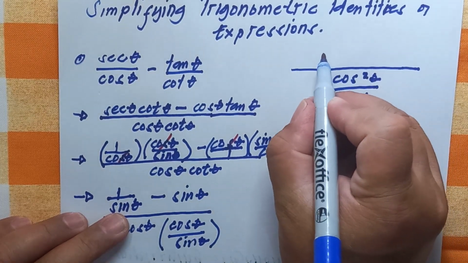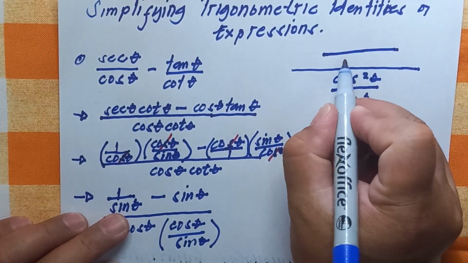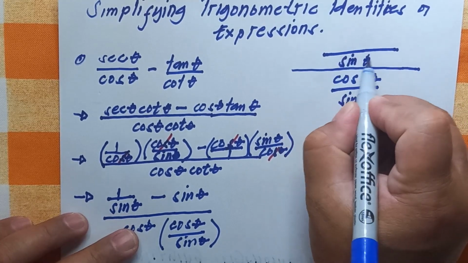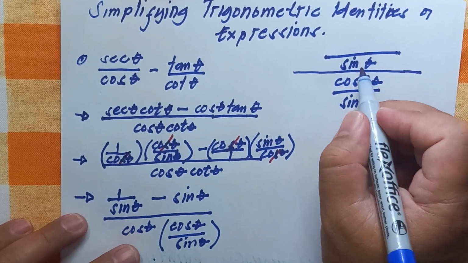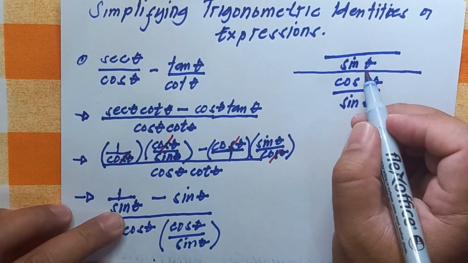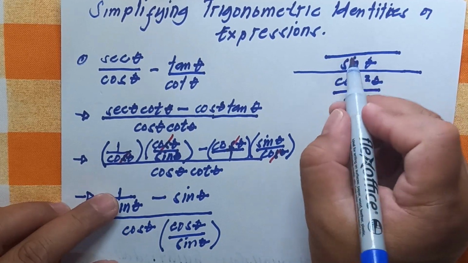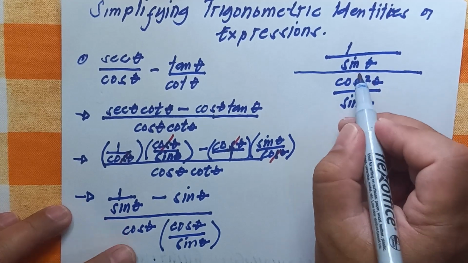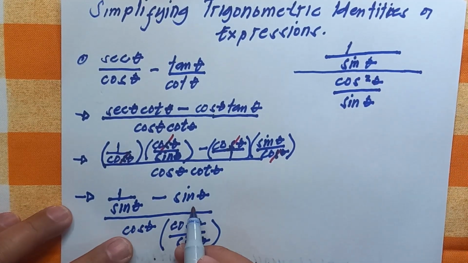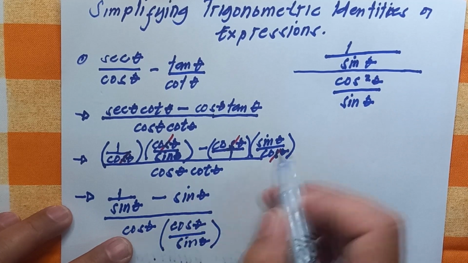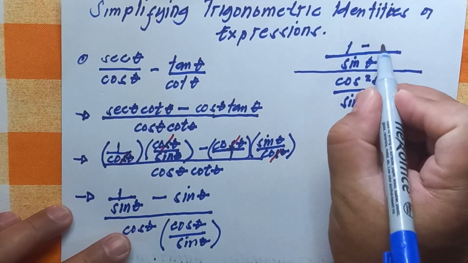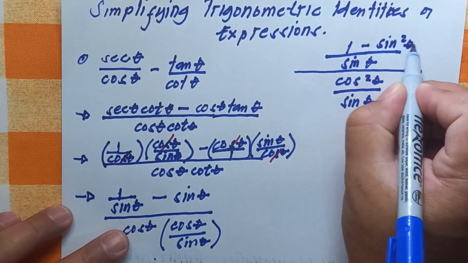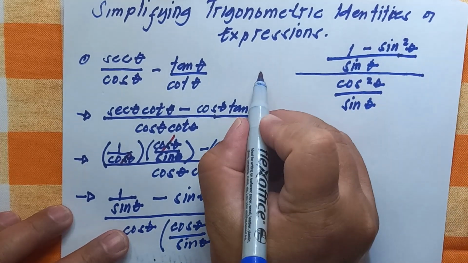What is our LCD? Our LCD is sine theta. Now, sine theta divided by sine theta, that is 1, multiplied by 1, so that is the same as 1. Then sine theta divided by the denominator of this one, which is 1, that is the same as sine multiplied by sine theta. It will give you now minus sine squared theta. Okay, so that is the result.